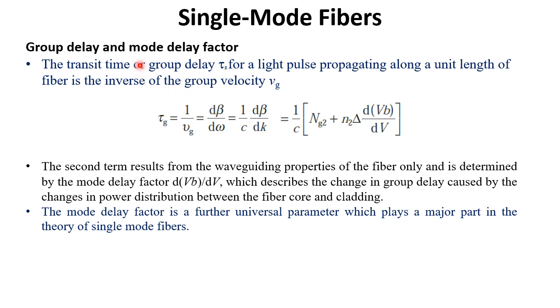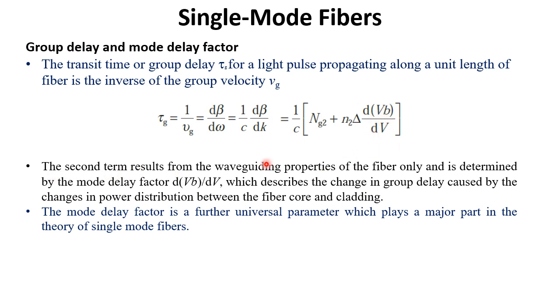So group delay and mode delay factors. The transit time or the group delay tau g for the light pulse propagating along a unit length of fiber is the inverse of the group velocity Vg. So tau g equal to 1 by Vg, that is d beta by d omega, that is 1 by c into d beta by dk, and we already have this relation. So 1 by c into ng2 plus n2 delta d(Vb) by dV.